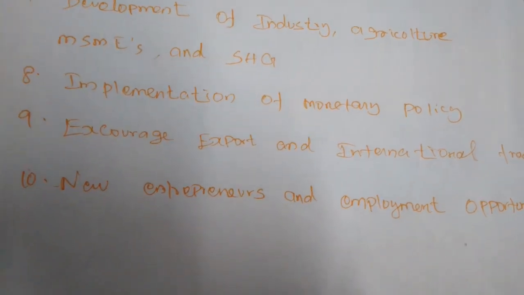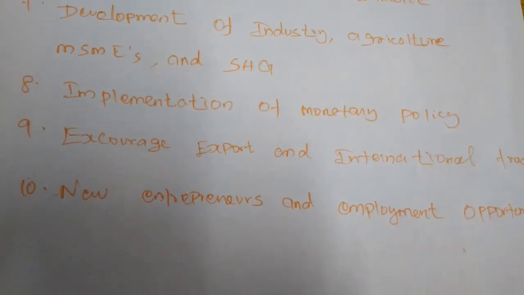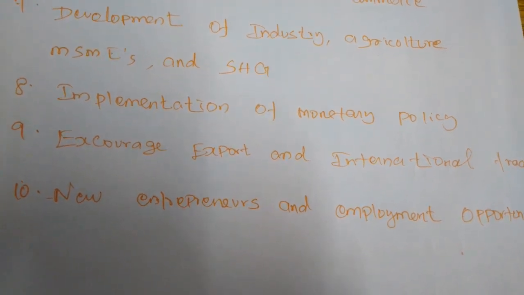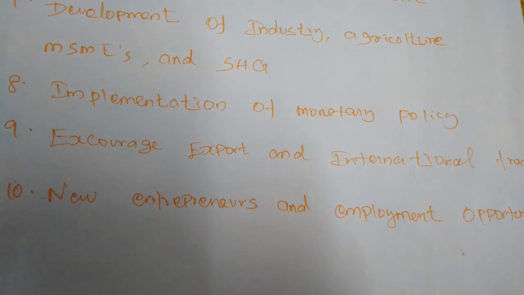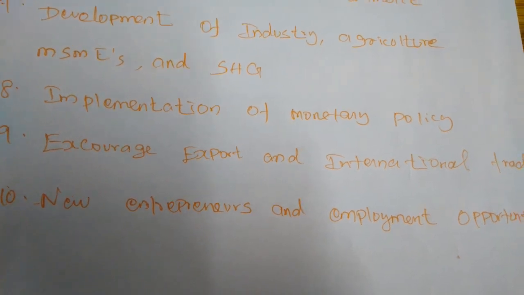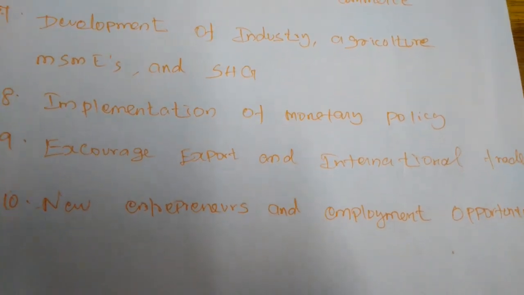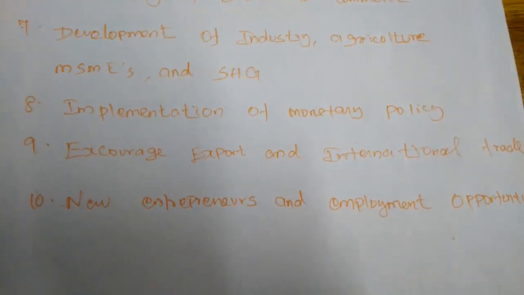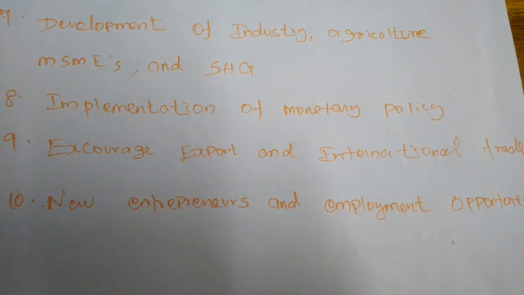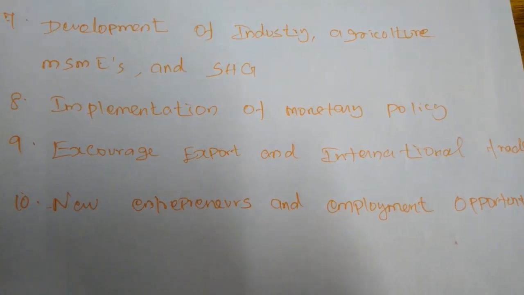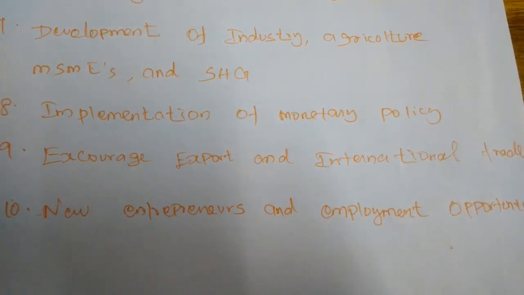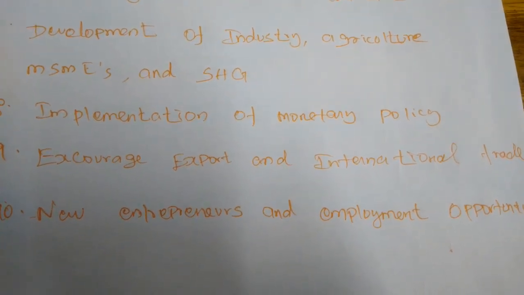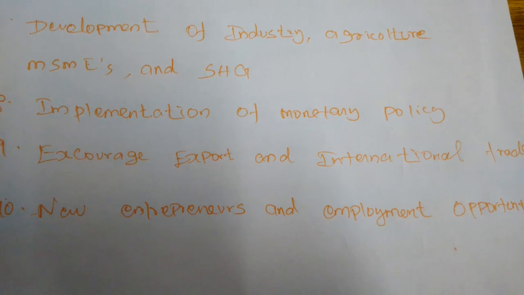Next, encourage export and international trade. Commercial banks open foreign branches or establish correspondent relationships with banks in foreign countries to help exporters. So all the commercial banks establish branches abroad also. So whenever international traders need help from the commercial banks, they can get it.